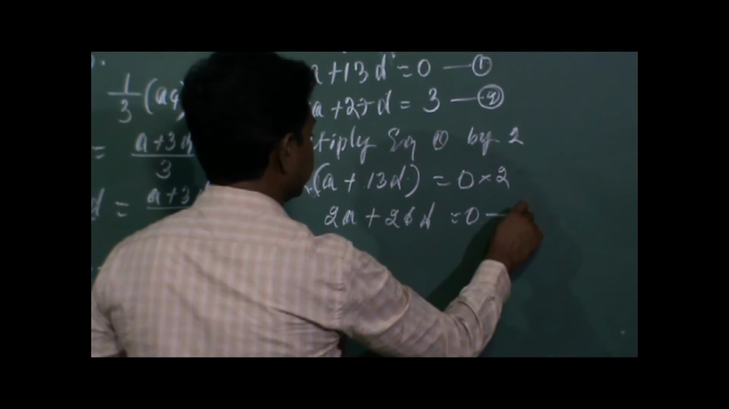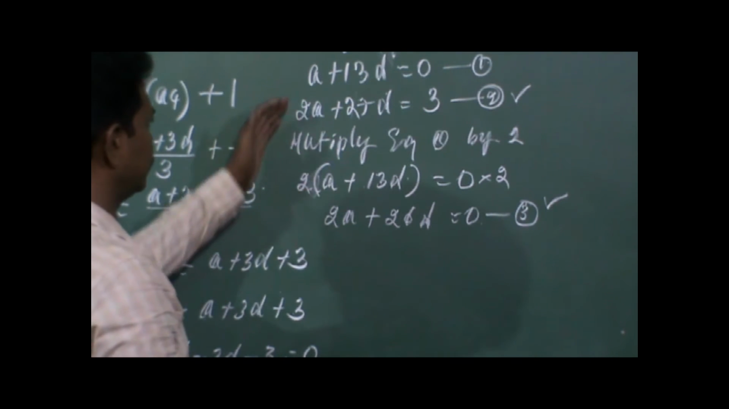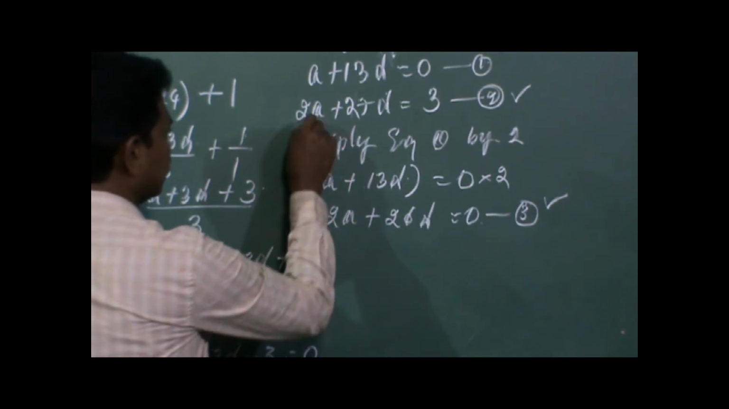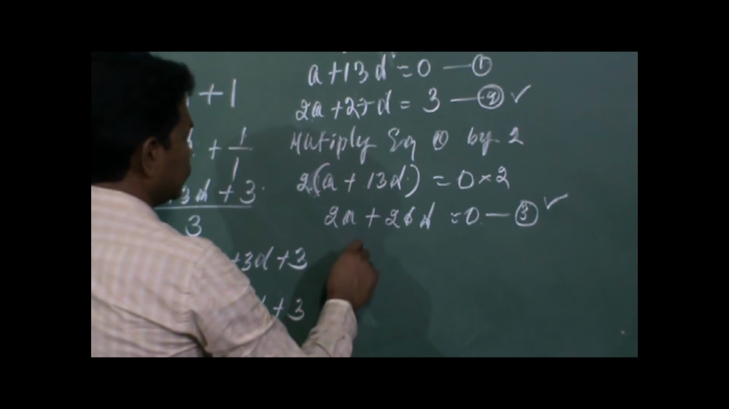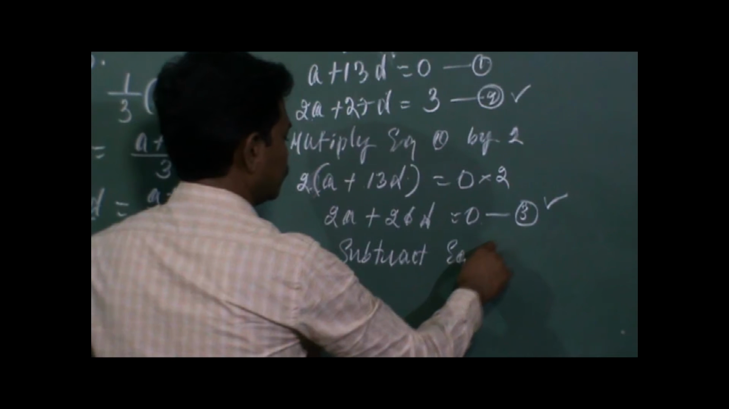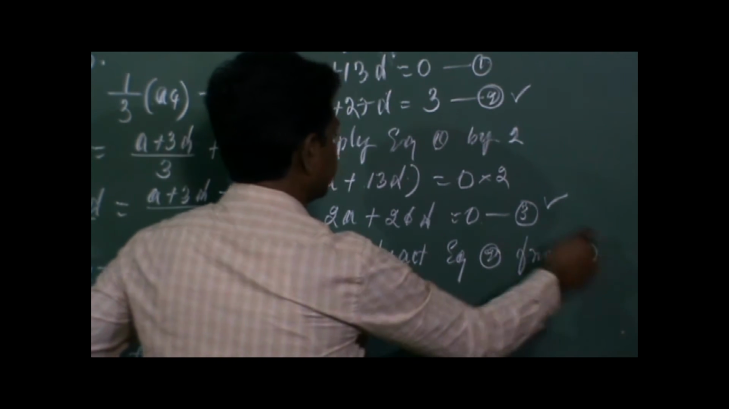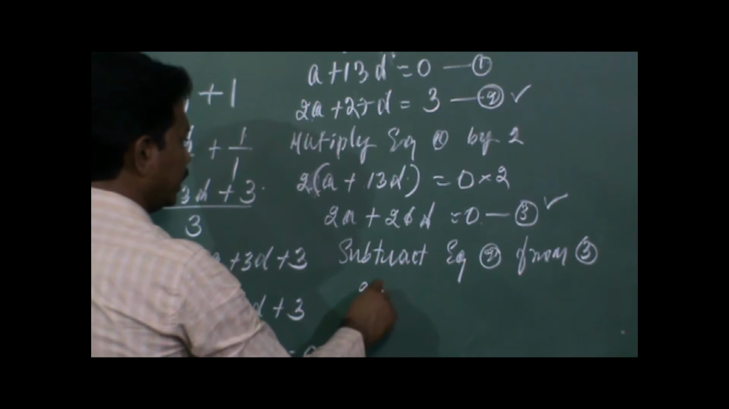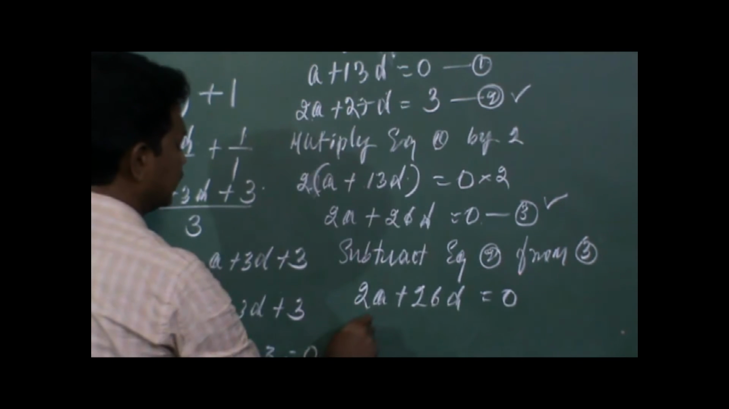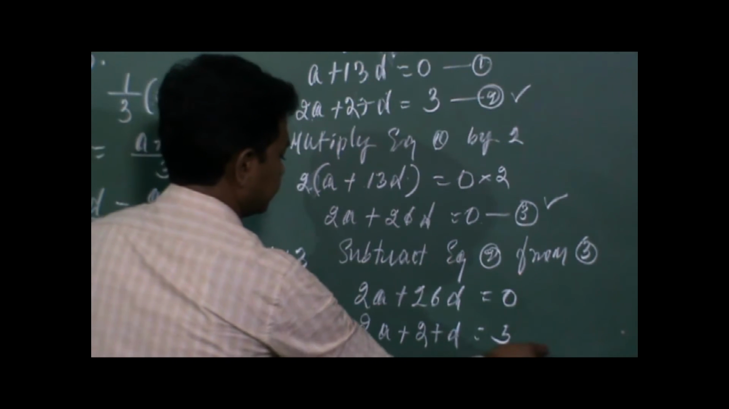Now take it as equation 3. Solve equations 2 and 3, or you can subtract equation 2 from 3 or 3 from 2, whatever you like, because the first terms have become equal. So subtract equation 2 from 3. Write down equation 3 first: 2A plus 26D is equal to 0. Equation 2 is 2A plus 27D is equal to 3.